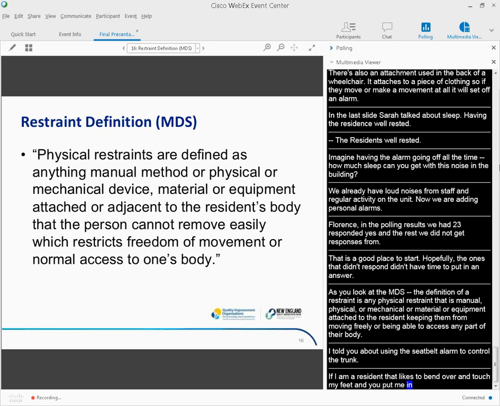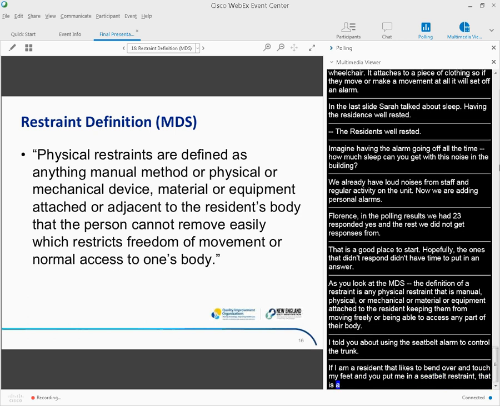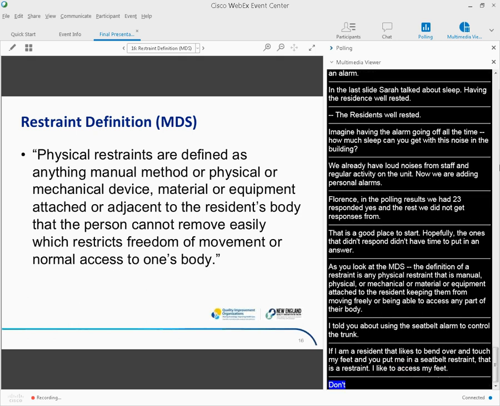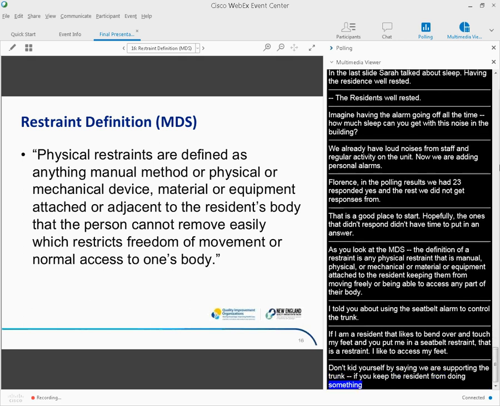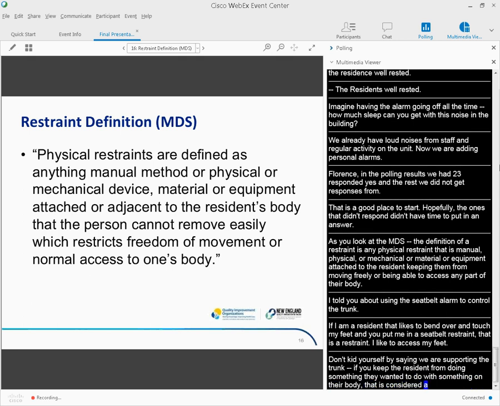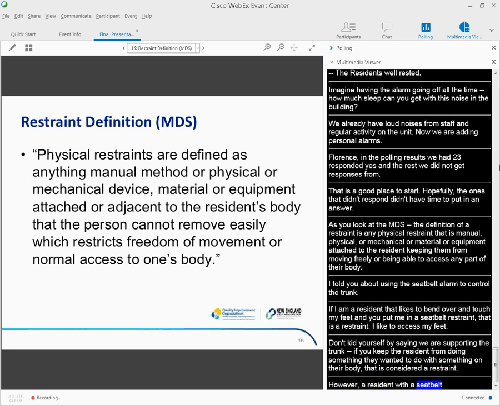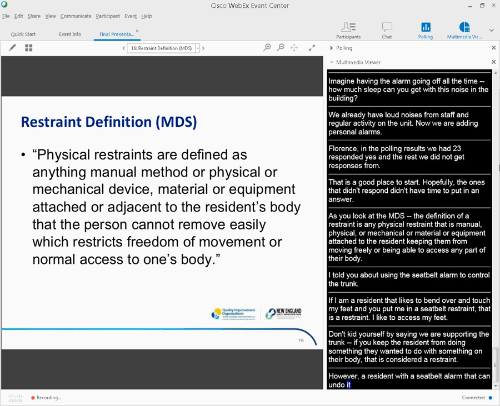That's actually a restraint because I like to access my feet. So don't kid yourself in saying that, oh no, we're supporting the resident's trunk. If you're keeping the resident from doing something that they want to do with any parts of their body, that is considered a restraint. However, if you have a resident and a seatbelt alarm and they're able to undo it on command, then it's not considered a restraint.